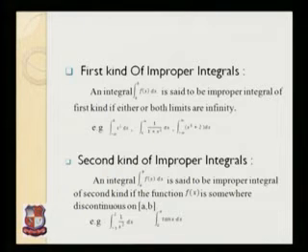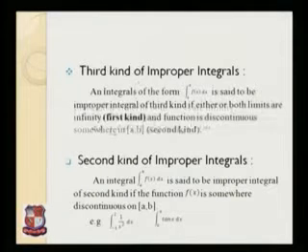The next example is the integration from 0 to pi of tan x. Here, if we take x equal to pi by 2, then tan pi by 2 is infinity. So the function is discontinuous at this point, and hence it belongs to the second kind of improper integral.